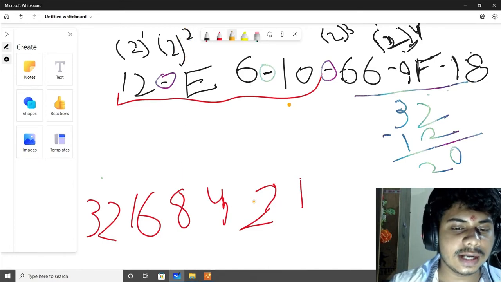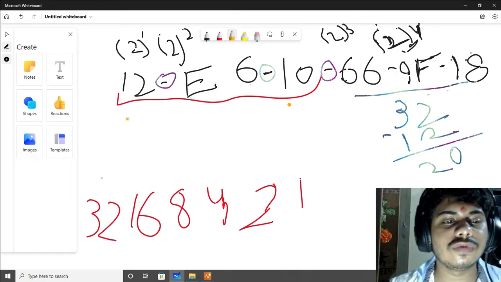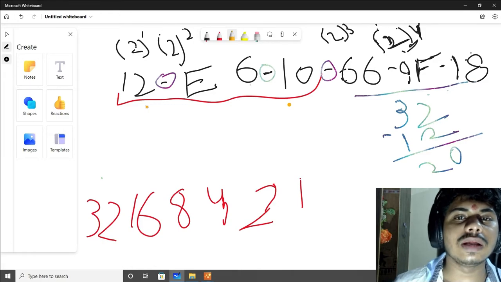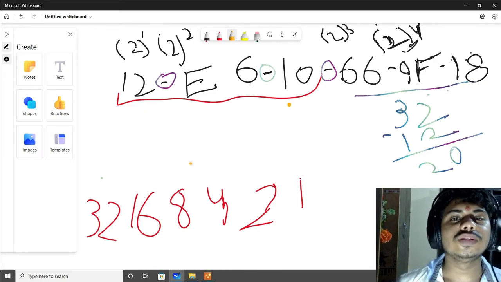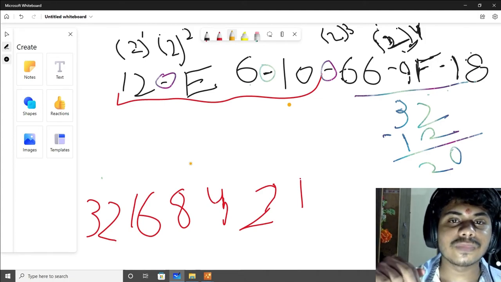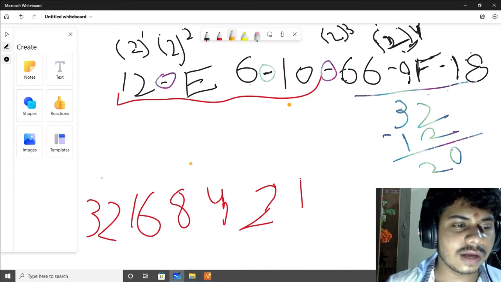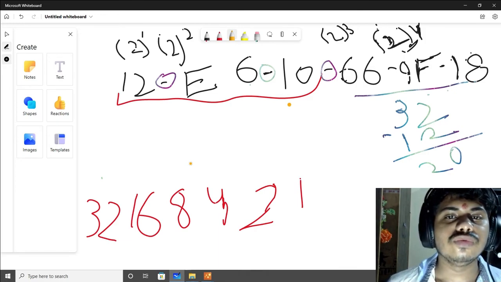Now you can see here, if you want to calculate the value of 12, which is in decimal form, in binary, what you have to do is see which number is greater than the current value, the value which you want to convert. You have to look at the value which you want to convert to binary.